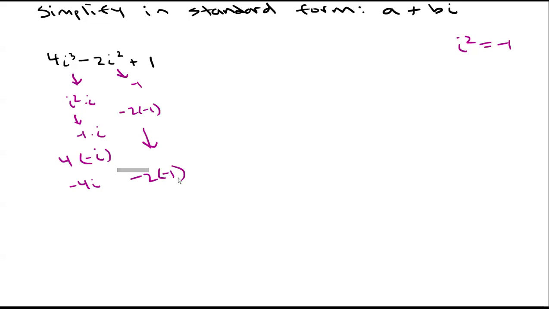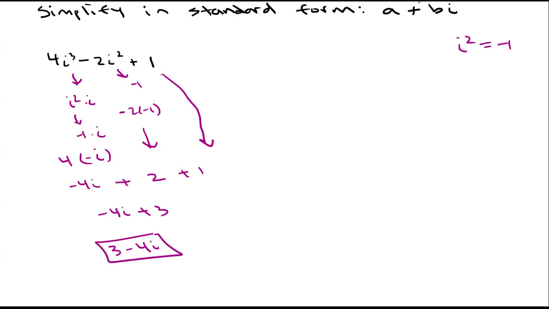So let me erase that here. So that's a positive 2, and then bring down that 1 there. So we got negative 4i plus 2 plus 1. So that gives me negative 4i plus 3. And they want it in standard form, so we're just going to switch these. So that gives us 3 minus 4i. Okay.